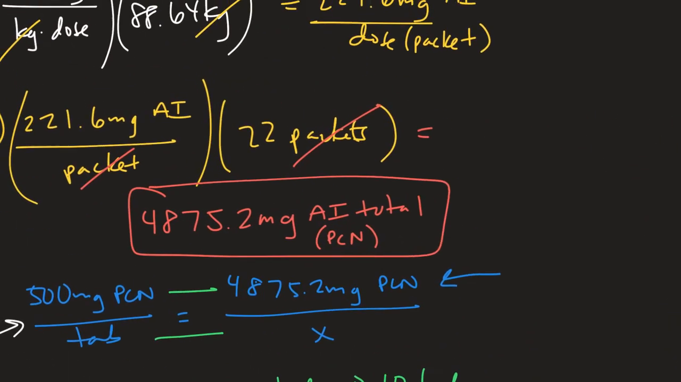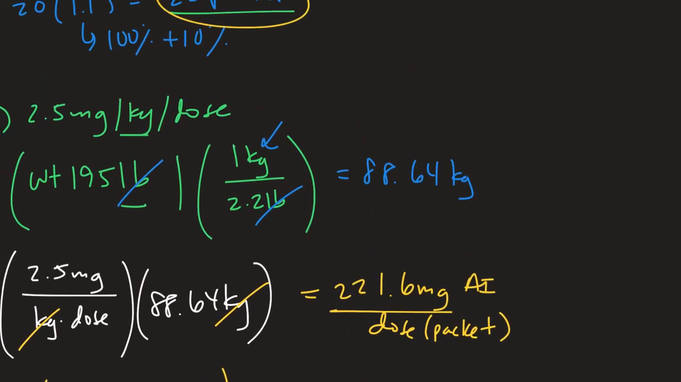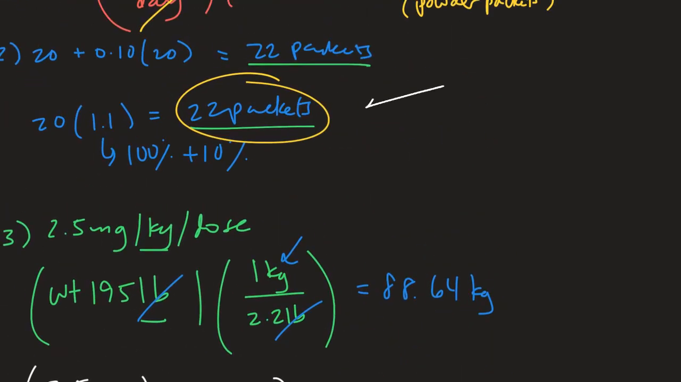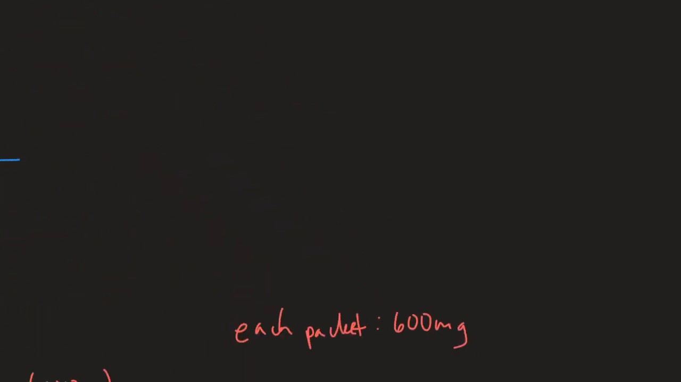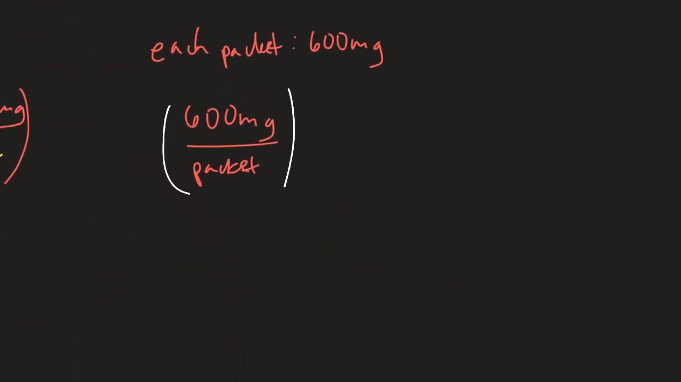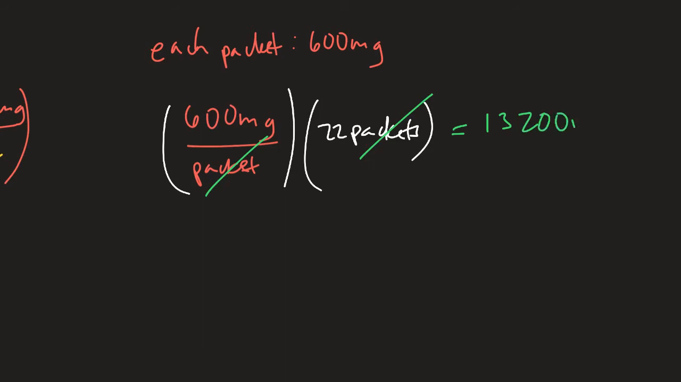We know we need to make 22 packets to account for loss. So 600 times 22. Units cancel out in the numerator and the denominator. So 600 times 22 gives you 13,200 milligrams total weight.